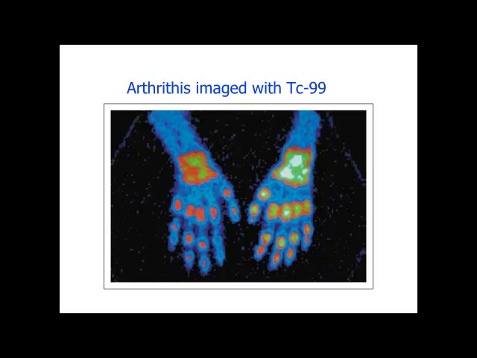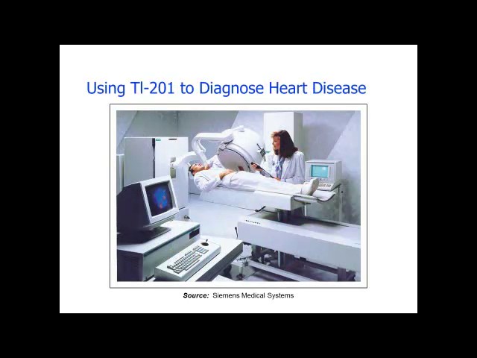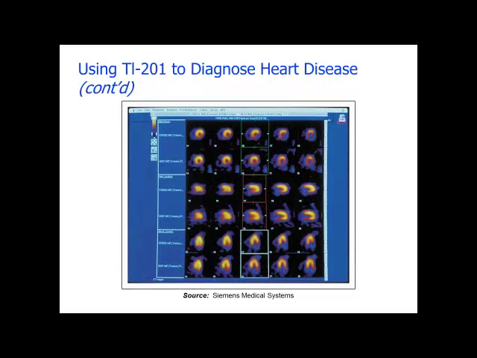Arthritis imaging with technetium-99. Thallium-201 used for diagnosing of heart disease. It's an incredible looking scanner there. And this is the result of that. These images are actually of a beating heart.